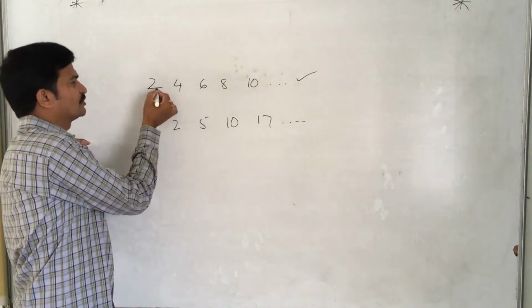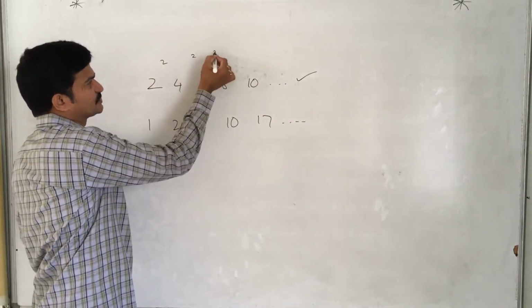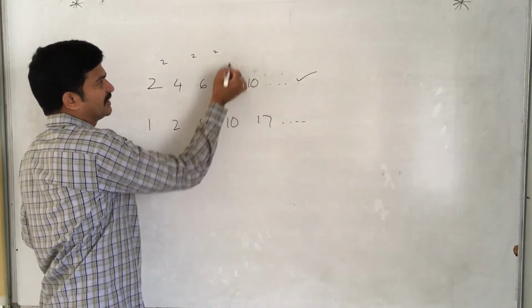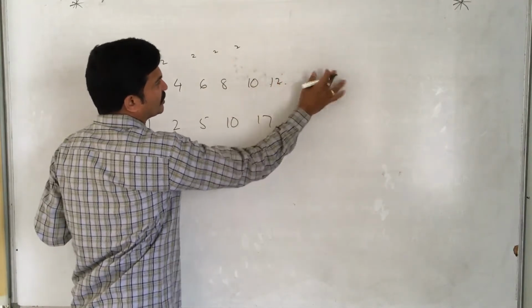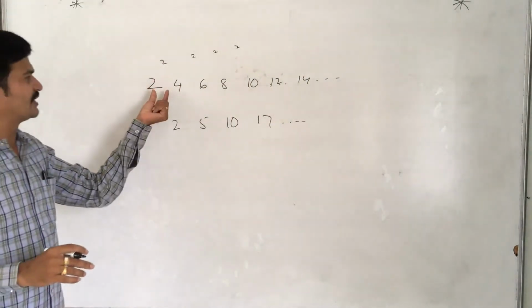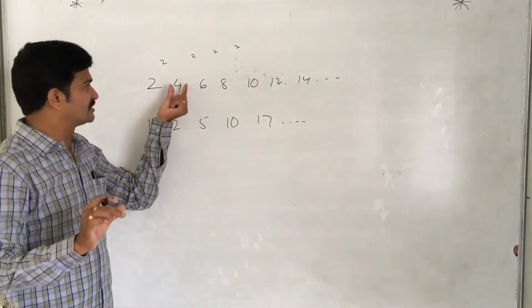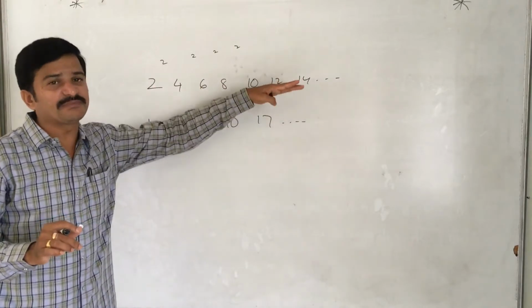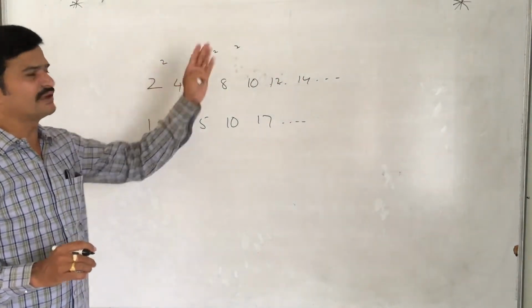The difference of 4 and 2 is 2. The difference of 6 and 4 is 2. The difference of 8 and 6 is 2. The difference of 10 and 8 is 2. Obviously what will come? 10 plus 2, 12 will come. What next? 14 will come. Like that. So the difference between any two successive terms, any two consecutive terms, is the same. This pattern follows the rule that 2 is added to every number.